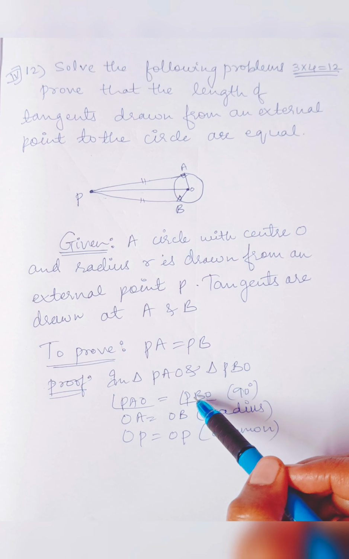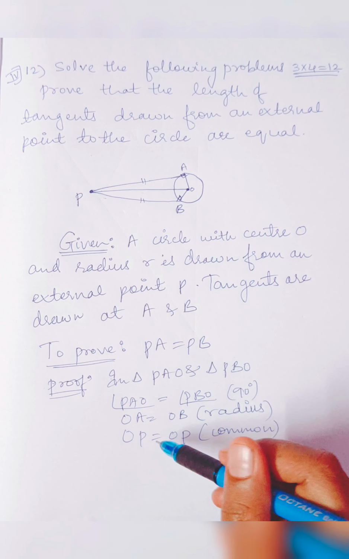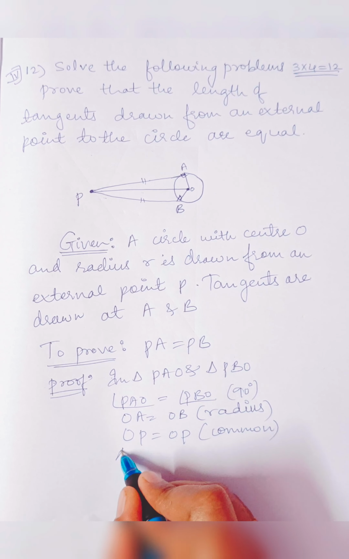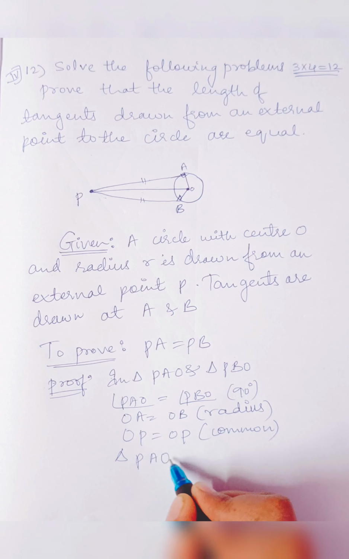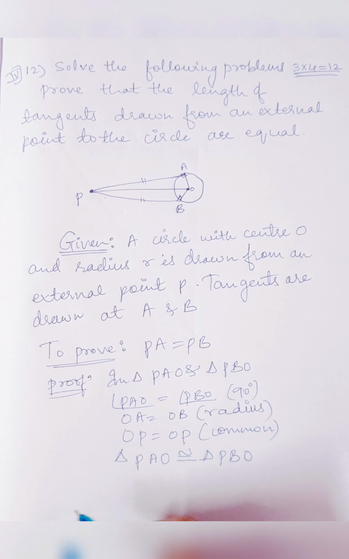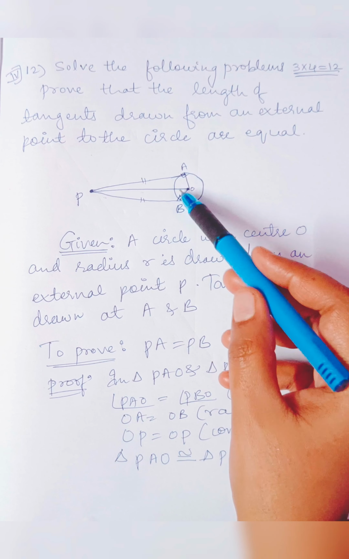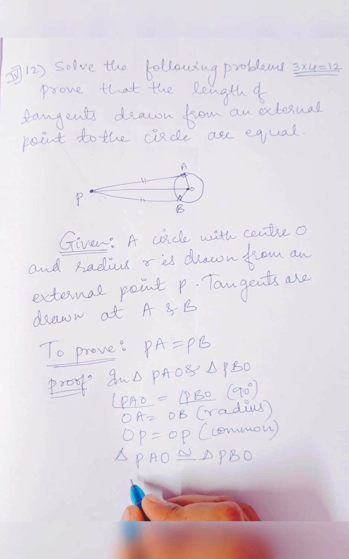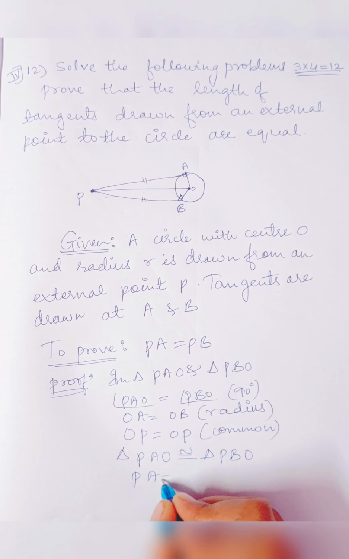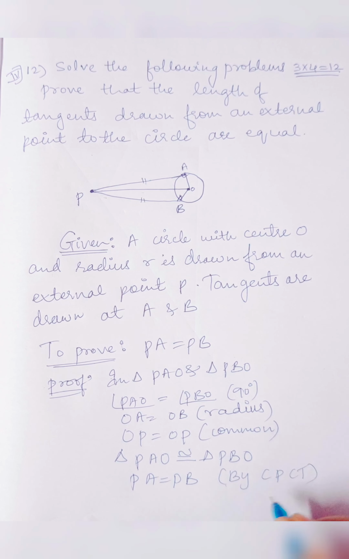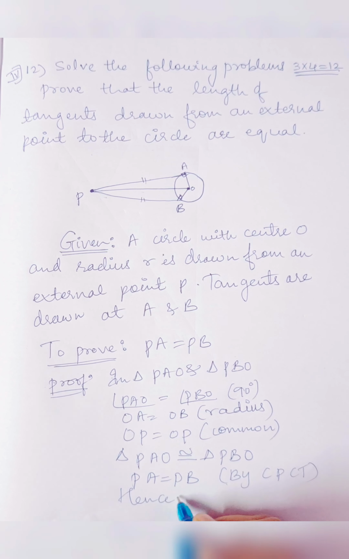Now we have got the angle as 90 degrees, and the radius and the common side. By this we can say that triangle PAO is congruent to triangle PBO. Okay, if both the triangles are equal, then we say that PA equal to PB. This implies PA equal to PB by CPCT. Okay, hence proved.